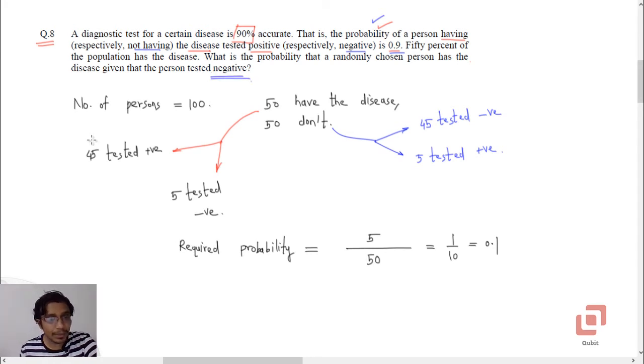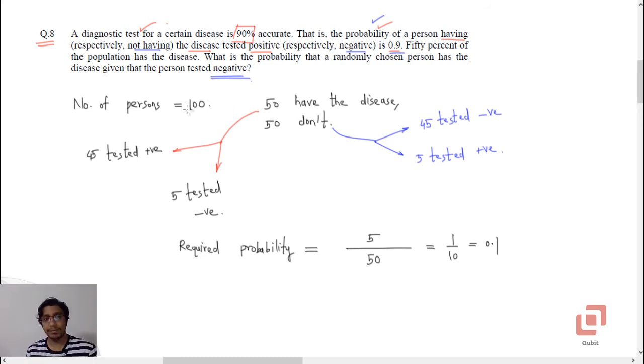Now to solve this problem, what I have done is, I have assumed that the total number of persons that were tested is 100. Now see, this is not the population, because usually everyone doesn't go to the test center. Okay, all right. So assuming that there were 100 persons who went for the diagnostic test, based on the data, 50% of the population has the disease. So we may now say that 50 have the disease and 50 don't have the disease.